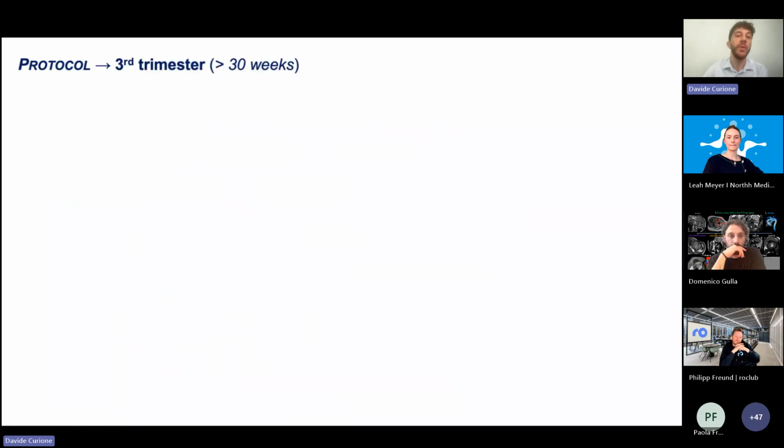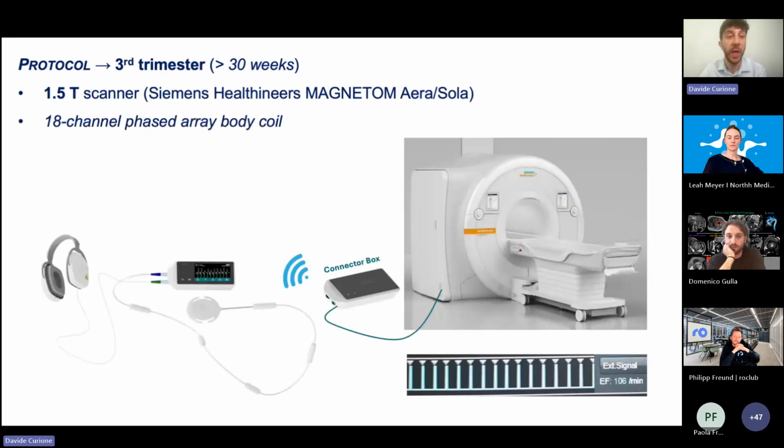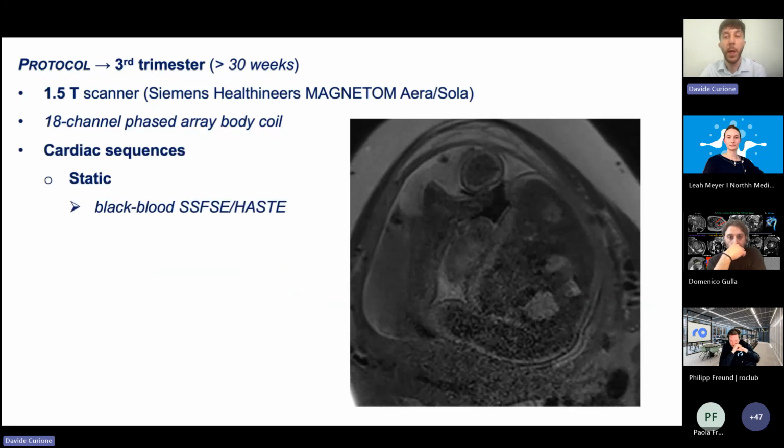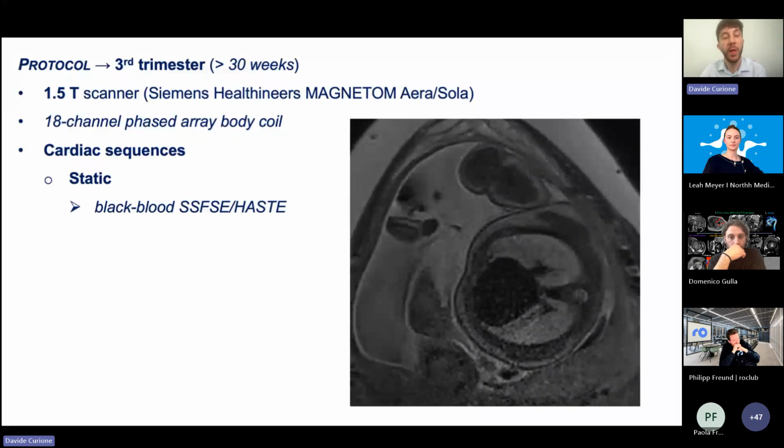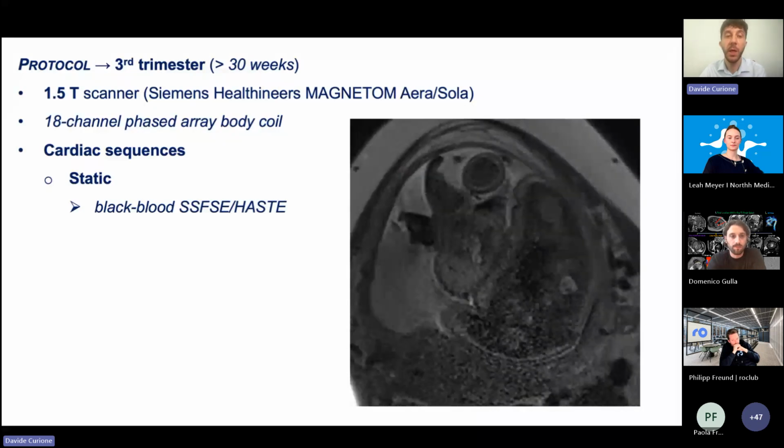Regarding our protocol, obviously we scan patients in the 3rd trimester where the fetal movements are less pronounced and where cardiovascular structures are big enough to be properly assessed. We used a 1.5 Tesla scanner and an 18 channel body coil. And this is the setup that we use to connect a Doppler ultrasound system to the Siemens scanner using a wireless connector box. We have both cardiac and non-cardiac sequences.